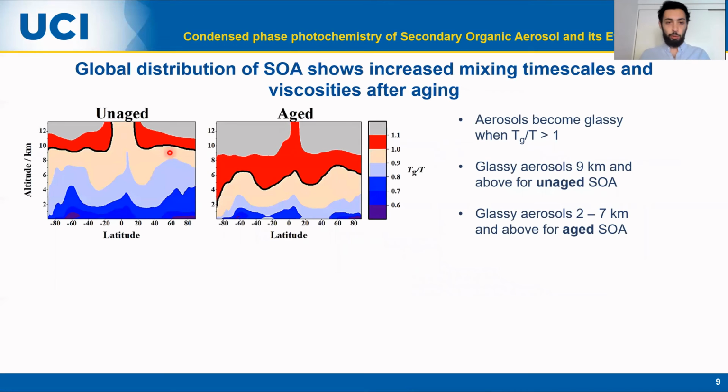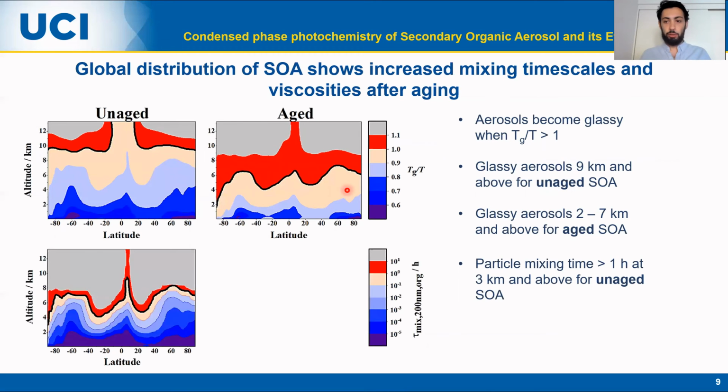But if you take into account the photochemistry and look at the aged version, you can already have glassy aerosol at much lower altitudes. From 2 to 7 kilometers and above, you'll already have glassy aerosol. And this also corresponds to increased particle mixing times, like I said, so we looked at that distribution as well.